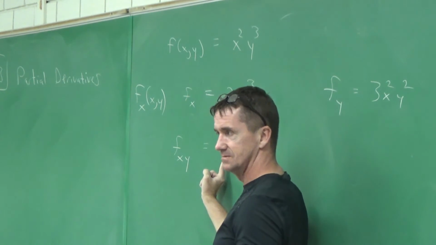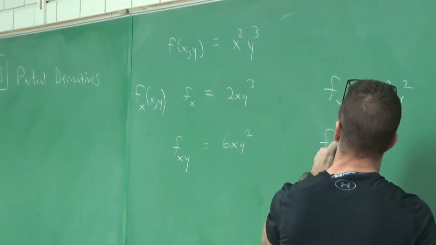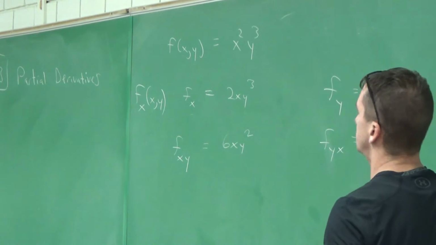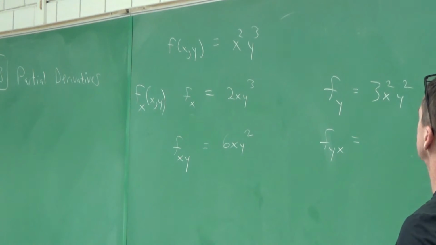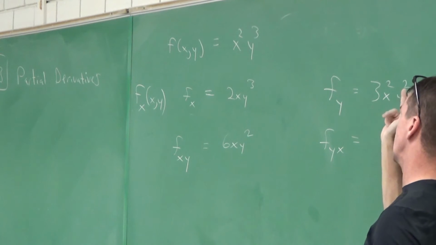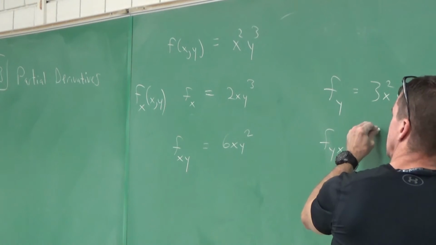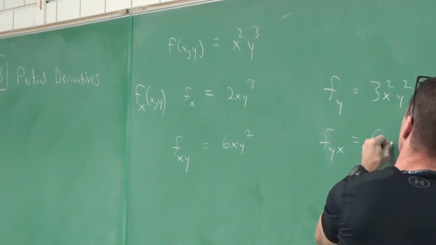True? Yeah, on that note, can you all find f_yx? So in order for me to derive all this with respect to x, keep y constant. 6x. Now this is interesting, I'm getting the same what? 6x squared.